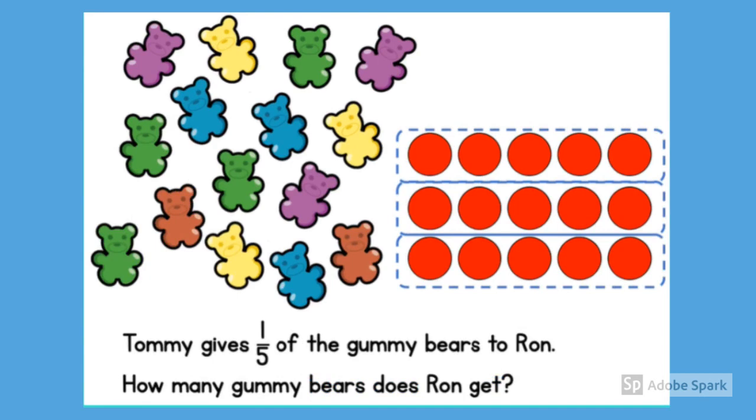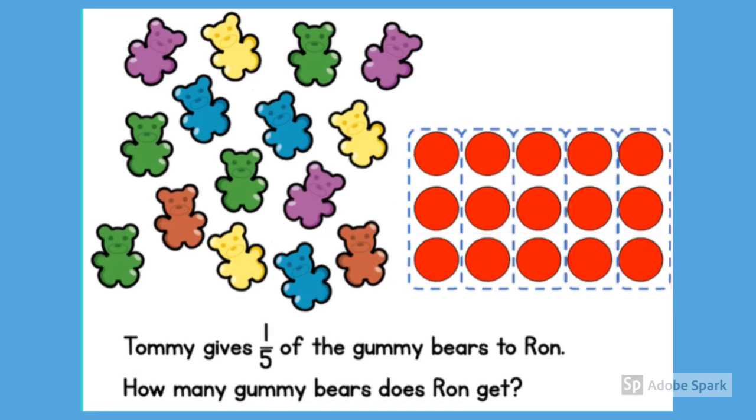Here's the same representation, only this time we've changed the question. Tommy gives 1/5 of the gummy bears to Ron. How many gummy bears does Ron get? 5 is the denominator, so this time we need to have 5 equal groups.